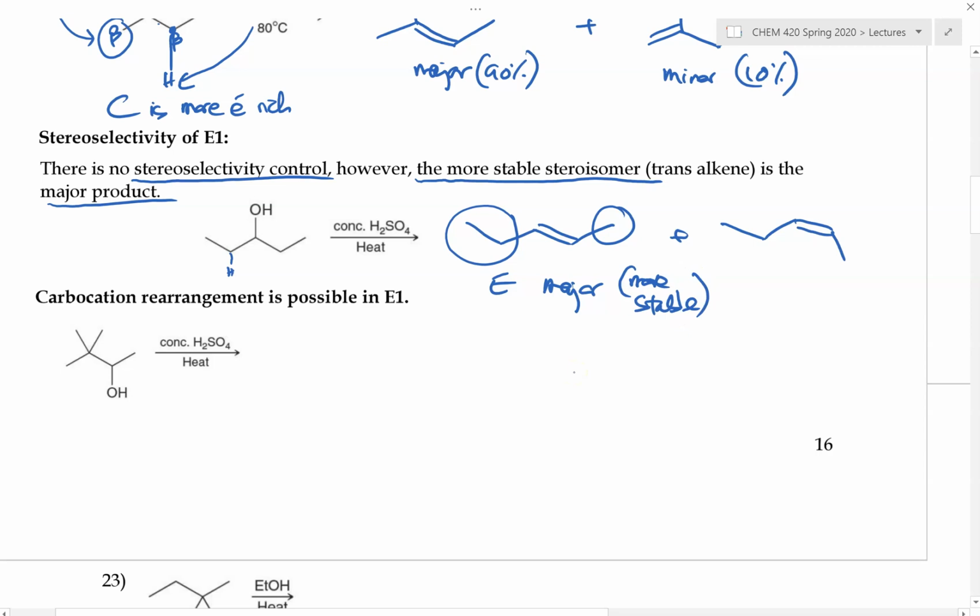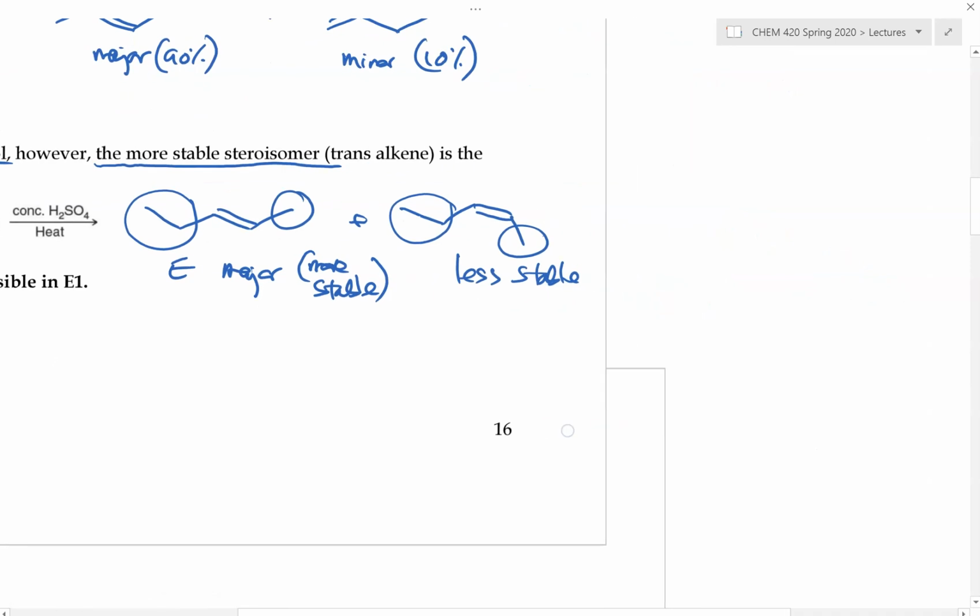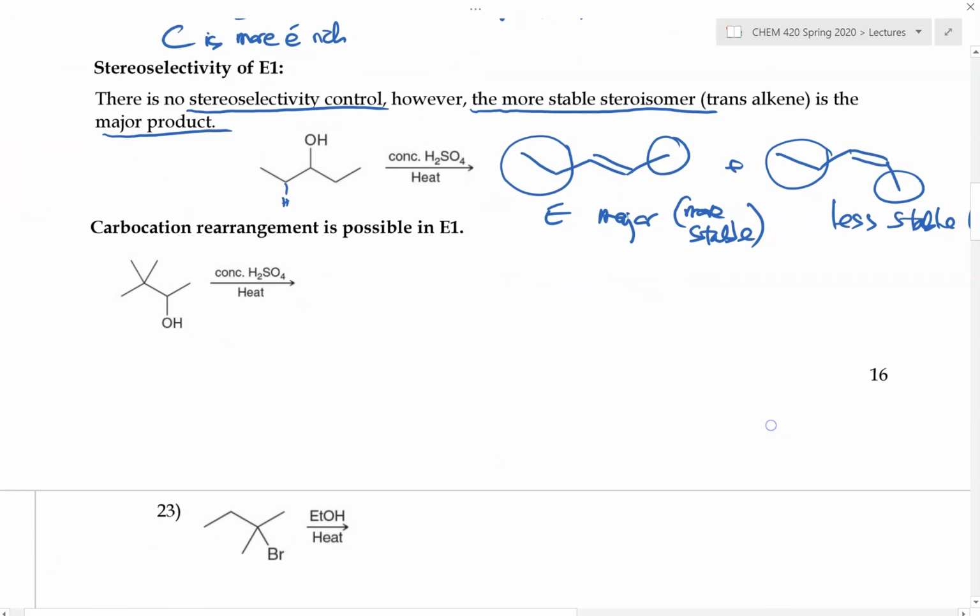The other alkene product, where the two groups are on the same side of the double bond, is less stable. So although it does form, it is formed in a much lower percentage, only 25% yield. So that's how the stereoselectivity works out in an E1 reaction mechanism. So basically, the major product would then be the more stable alkene.